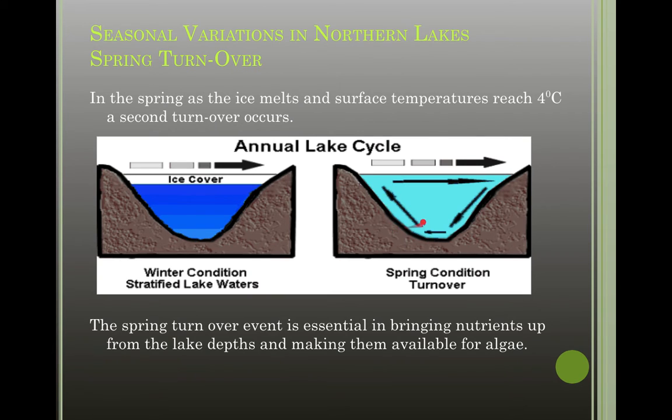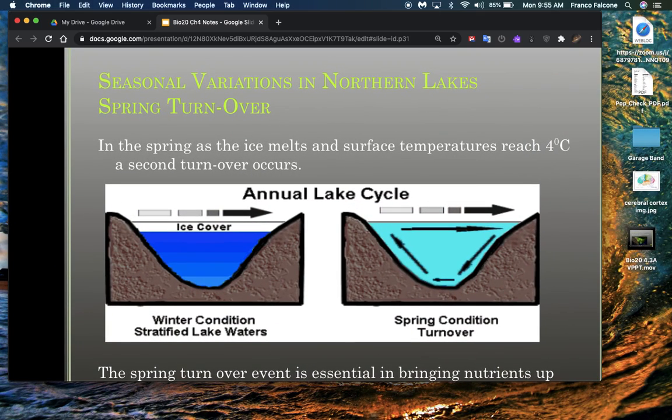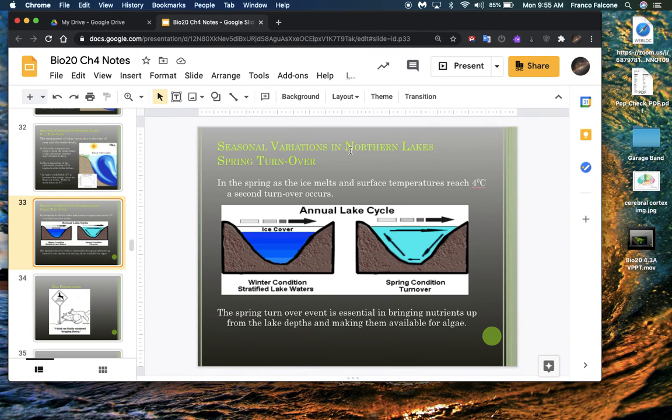From the benthic layer here, we'll be moving nutrients up to the surface. And so we have this continual regeneration of oxygen and nutrients that are cycling through northern lakes, right? Because of seasonal variations of lakes. Cool? Cool. That's about it.